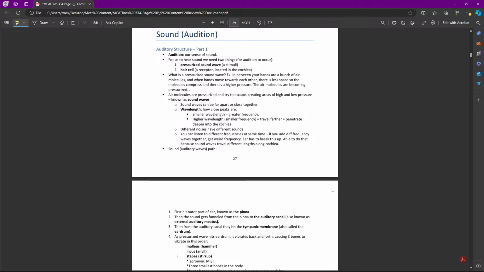So, building off yesterday, audition, our sense of sound. Makes sense? Because if you're auditioning for something, someone wants to hear what you have to say. So, for us to hear sound, we need two things.